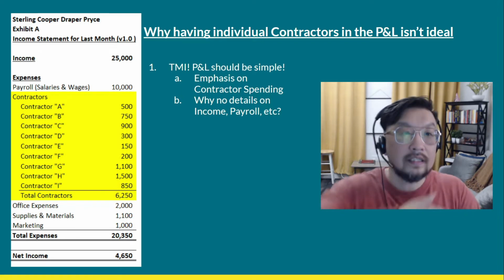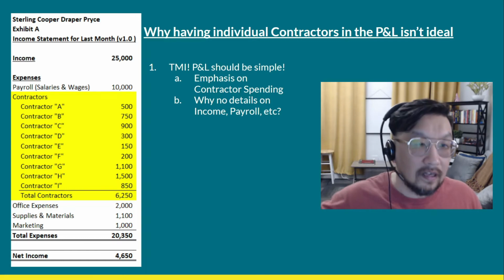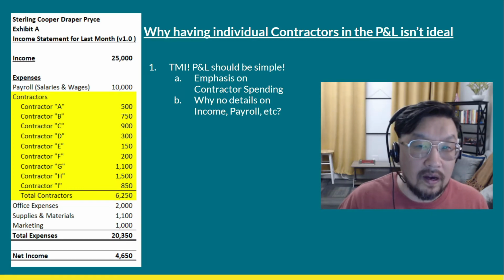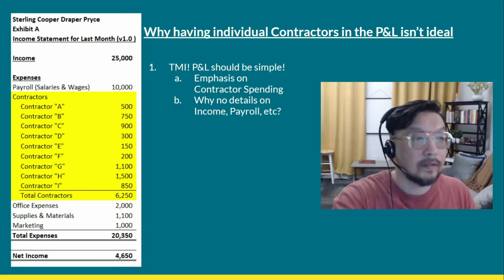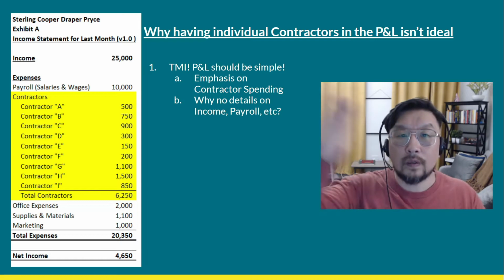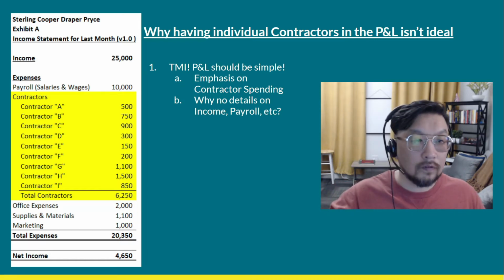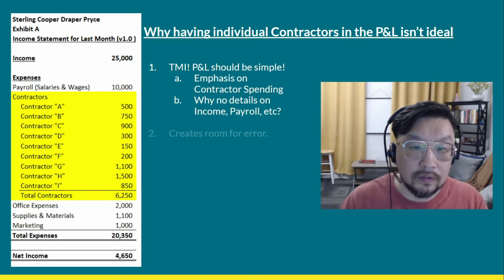Let's see the income by client. Who paid us? How many customers, clients do you have? Why not list all of them? Why not list the details of payroll? How much do we pay John? How much do we pay Jane? How much do we pay in employer payroll taxes? How much do we pay in payroll servicing fees? So on and so forth. It just should be simple.